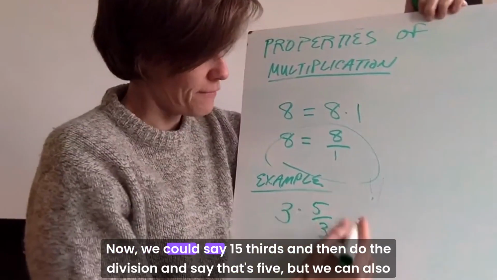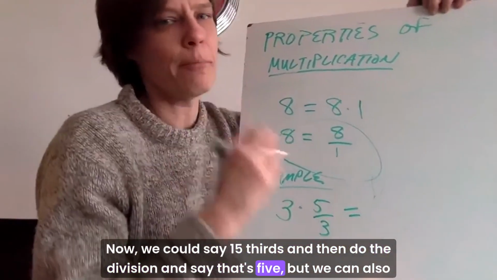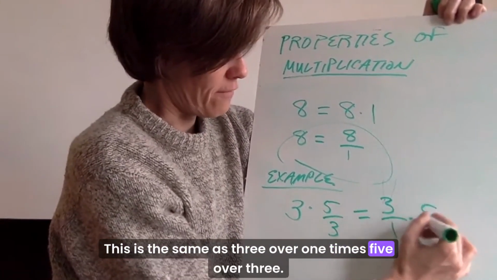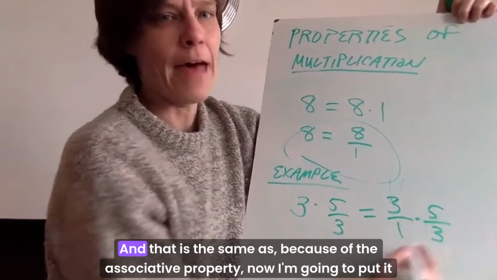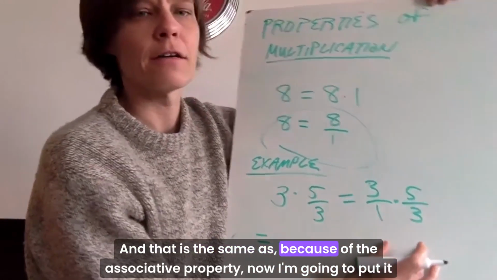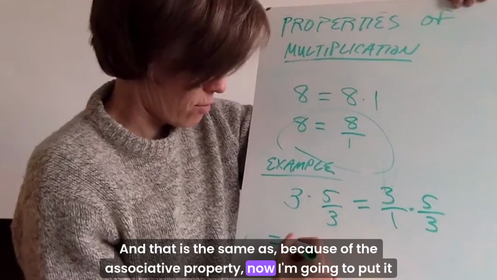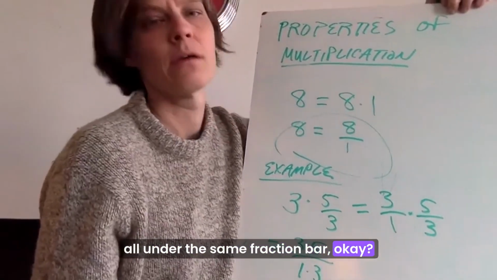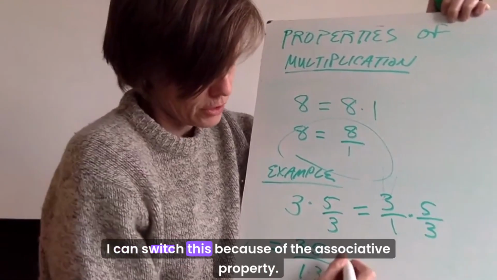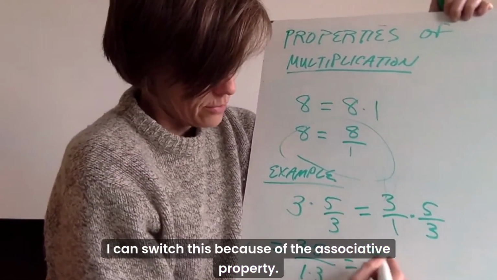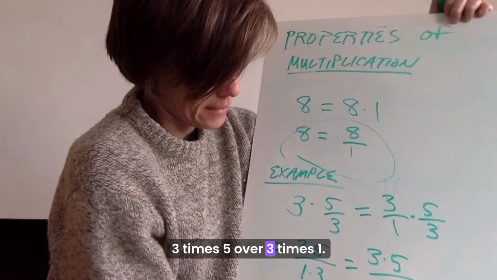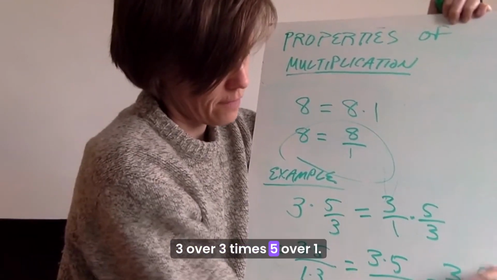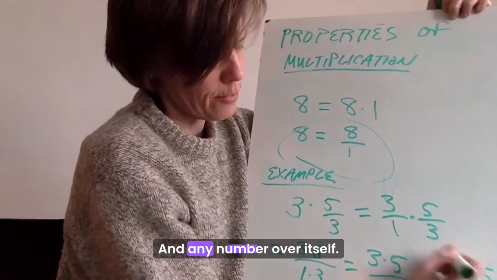Okay. Now, we could say 15/3 and then do the division and say that's 5. But we can also do this. This is the same as 3/1 times 5/3. And that is the same as, because of the associative property, now I'm going to put it all under the same fraction bar. I can switch this because of the associative property. 3 times 5 over 3 times 1, which is 3/3 times 5/1. And any number over itself is 1.